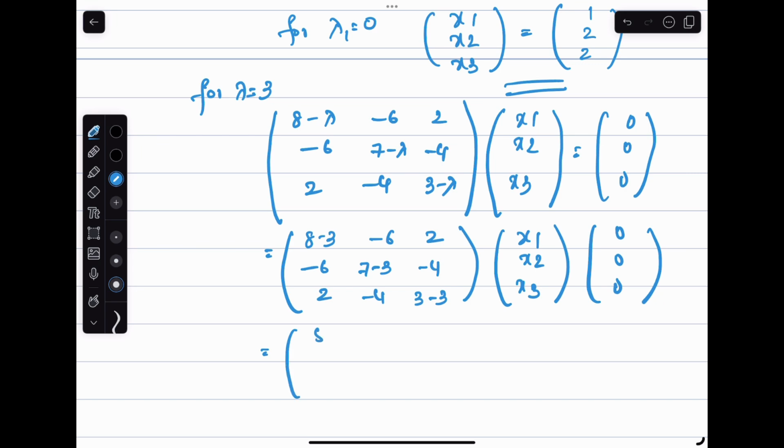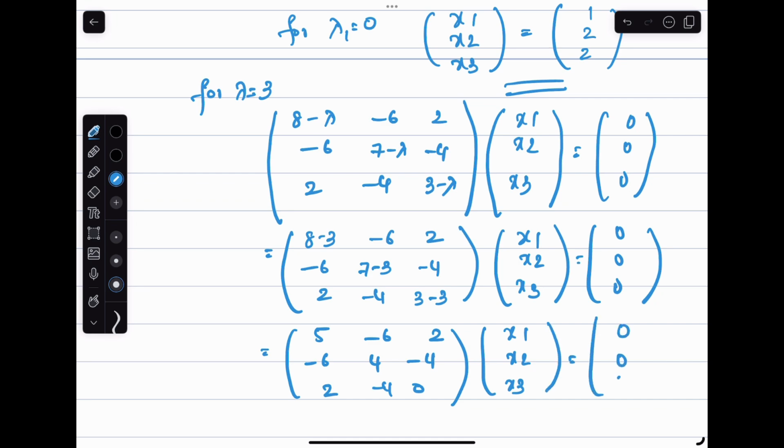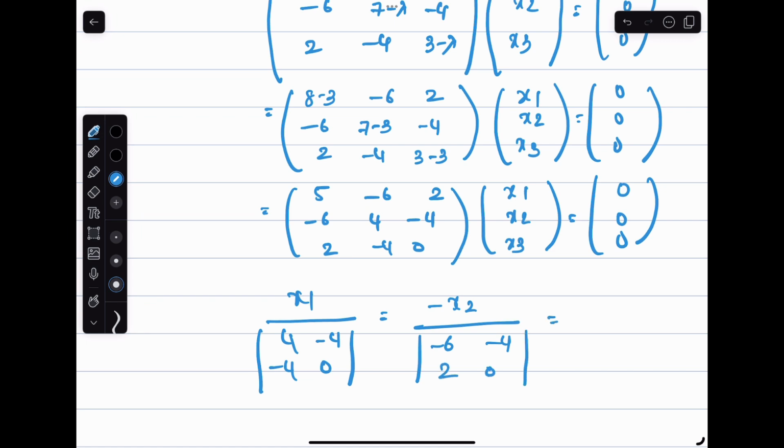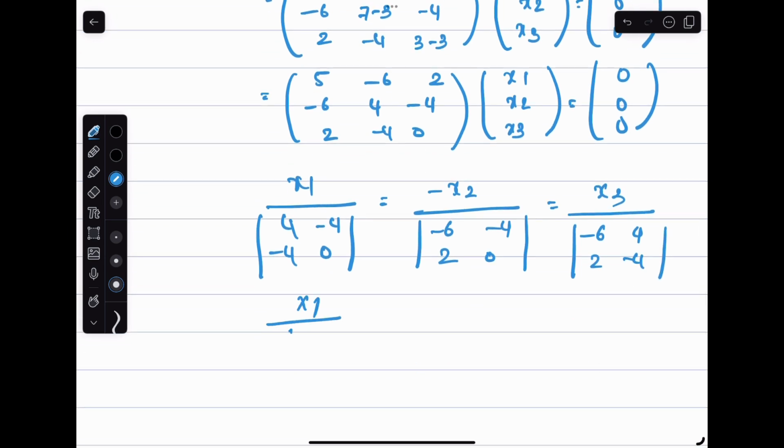So I'll get 5, minus 6, 2; minus 6, 4 and minus 4; 2, minus 4 and 0. So x1, x2, x3. Now again we are repeating the same step using Cramer's method, holding the first row as the constant, and x1 will be what? The leftover elements, and finding the determinant of that, is equal to minus x2. Again the first row and the second column will be eliminated, and whatever the remaining terms we have to write. Similarly the first row and the third column will be eliminated.